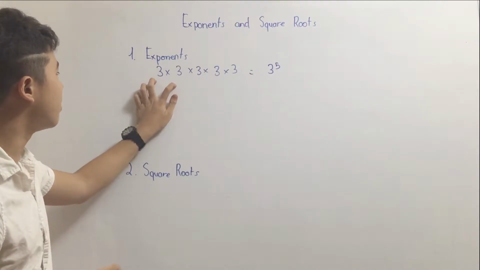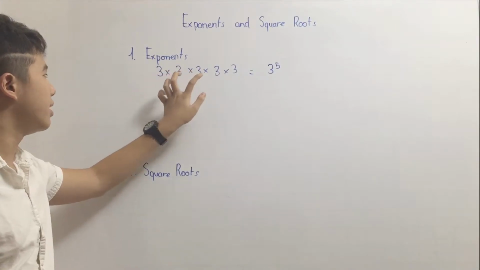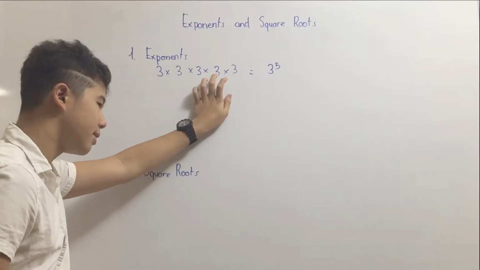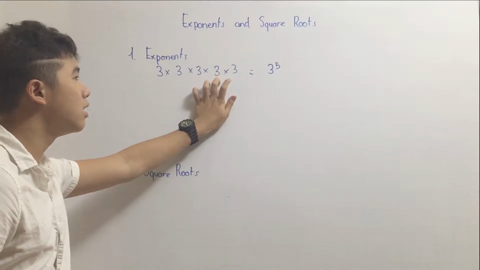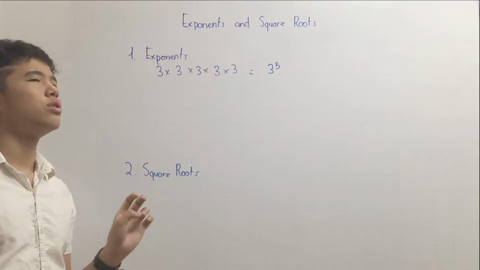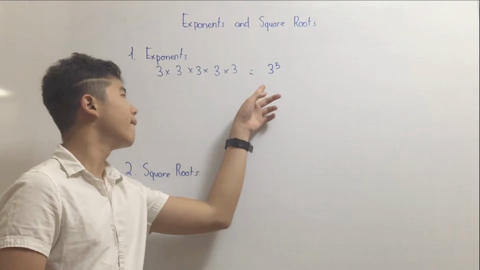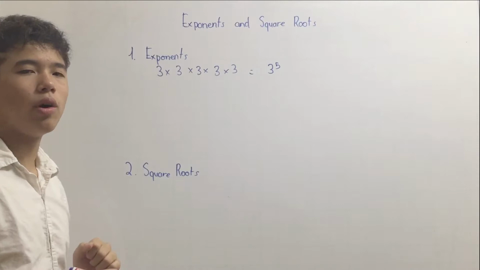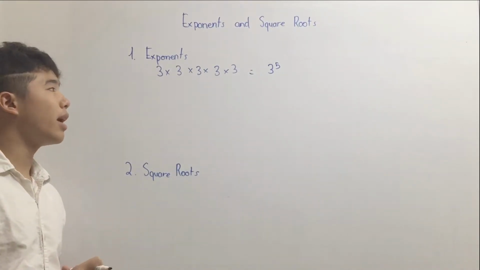This, I think, is equal to 9. 9 times 3 is 27. 27 times 3 is 81. 81 times 3 is 243. So 3 to the 5 is also equal to 243.